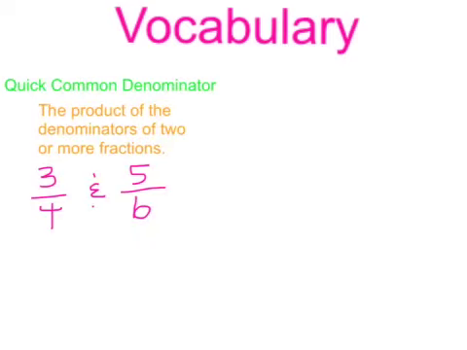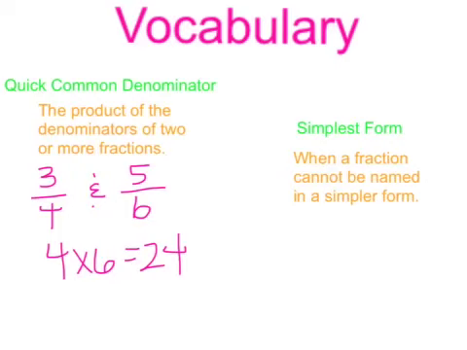Quick common denominator. This is the product of the denominators of two or more fractions. For example, the quick common denominator of 3/4 and 5/6 is 4 times 6 equals 24. That would be their common denominator. As the name suggests, this is a quick way to get a common denominator for a collection of fractions, but it does not necessarily give the least common denominator.